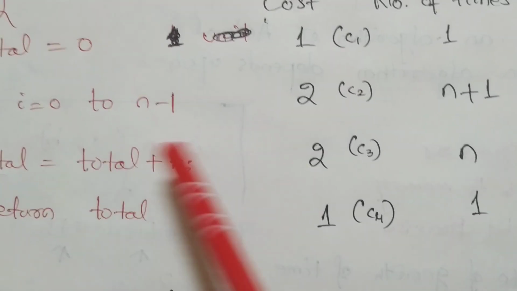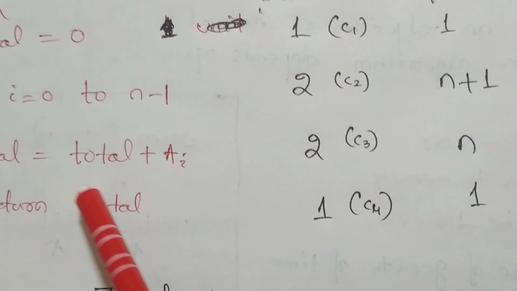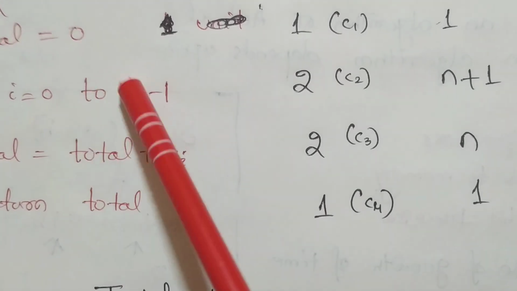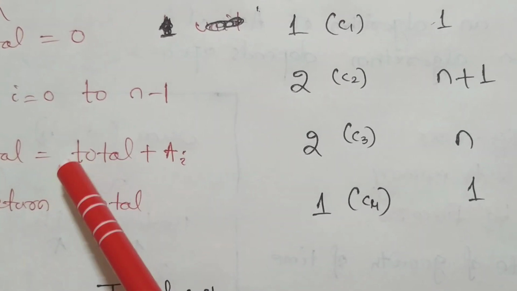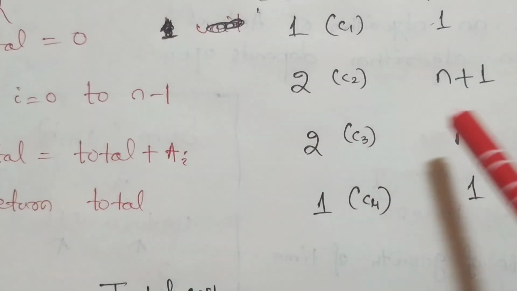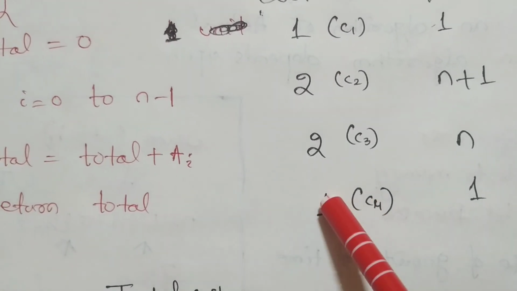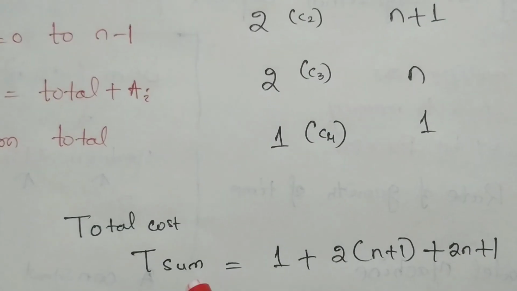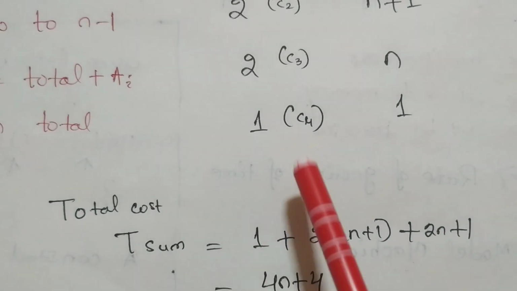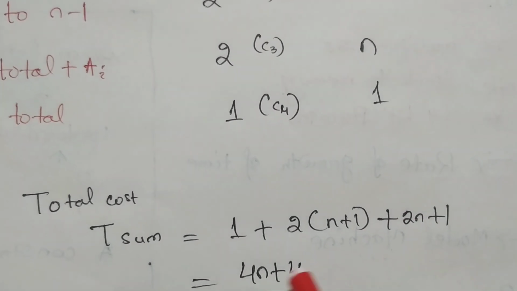So the next statement's cost is what? One is the arithmetic operation, another is the assignment of the value. So total cost is 2, and how many times will it run? As there are n additions, so n times. The return statement will take 1, so the total number of executions is 1. So if we see, total sum equals 1 plus 2(n plus 1) plus 2n plus 1. So this is 4n plus 4.